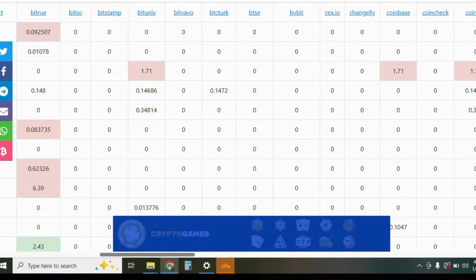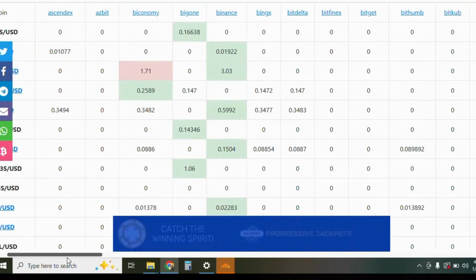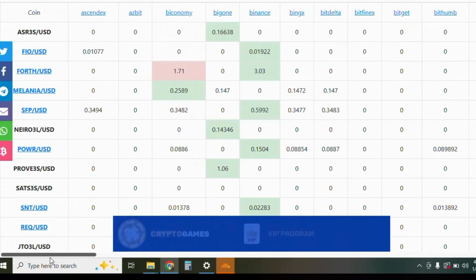You can see Coinbase is also here. They are very popular ones: Bybit, Coinbase, Changelly, Bitmix, Bitstamp. They are very popular platforms here. So try as much as possible to avoid trading or buying or selling on exchanges that you know nothing about.